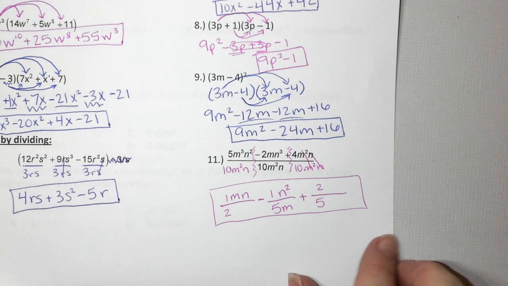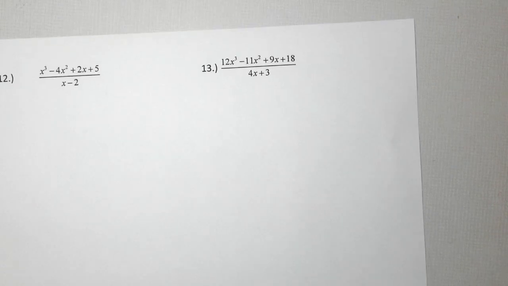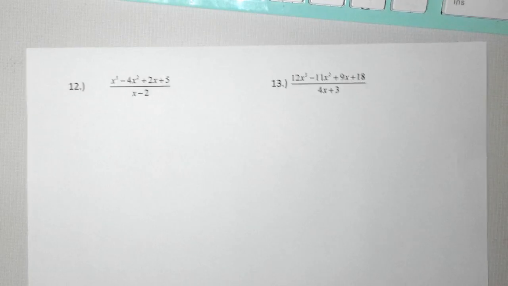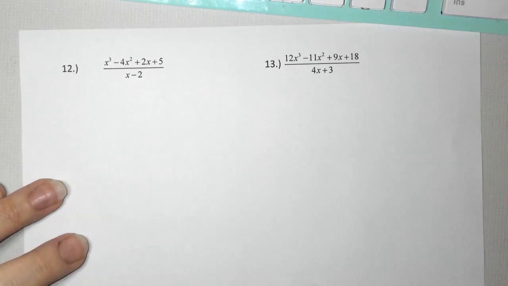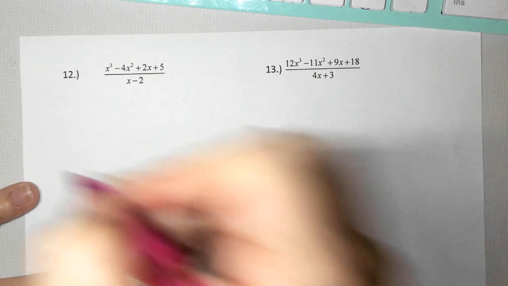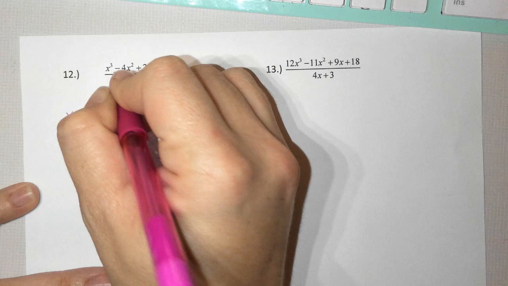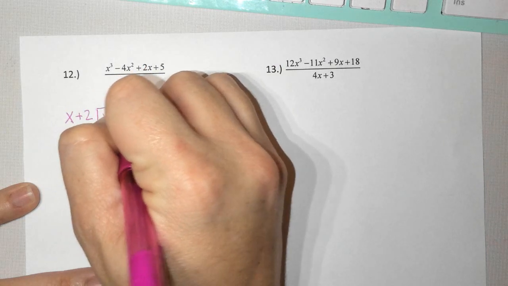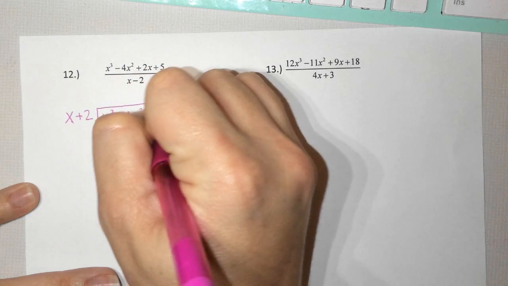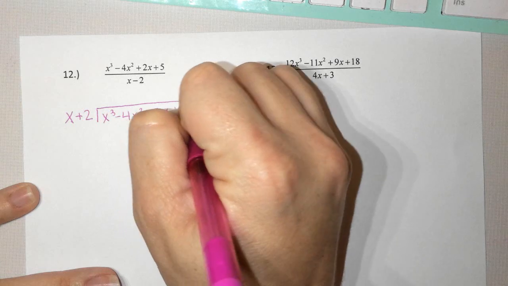Okay, next page. We have 2 more long division. These are long division because they have a binomial on the bottom. So your bottom goes outside, your top goes inside. And make sure nothing's missing.